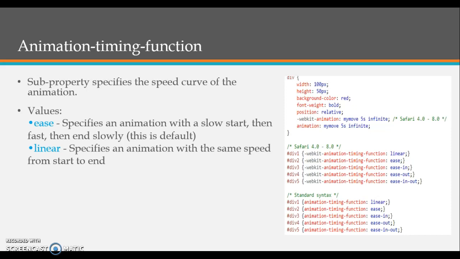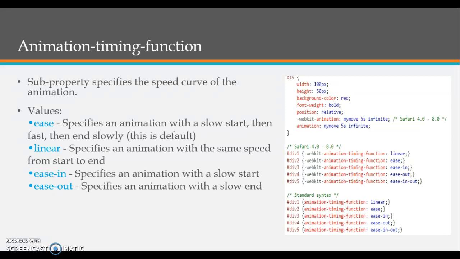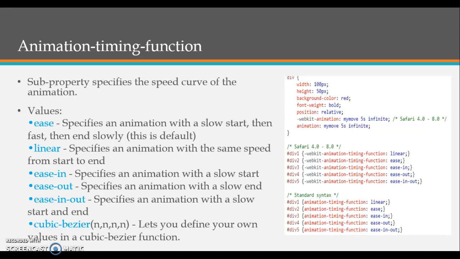Then we have linear. This one specifies an animation with the same speed from start to end. Ease in specifies an animation with a slow start. Ease out, with a slow end. Ease in, out specifies an animation with a slow start and end.